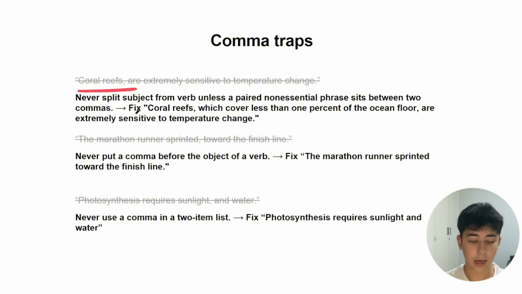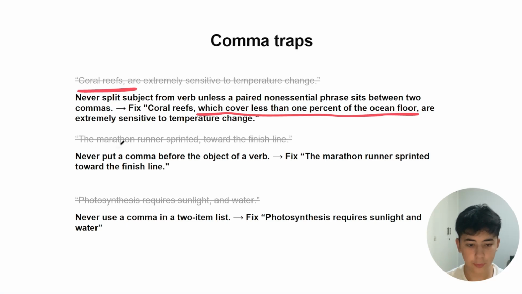And how it would look like. It would look like this. So, coral reefs, which cover less than 1% of the ocean floor, are extremely sensitive to temperature change. That's the only case when you'd split a verb from its subject, is when you'd add a non essential phrase between the two, like you've seen and discussed earlier. That is the fix to this common trap.